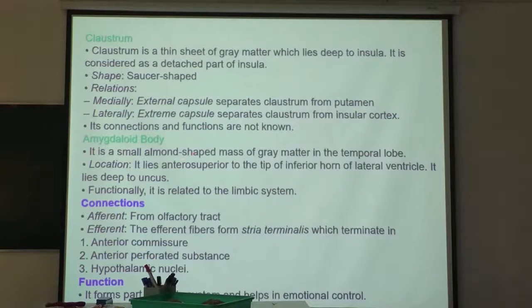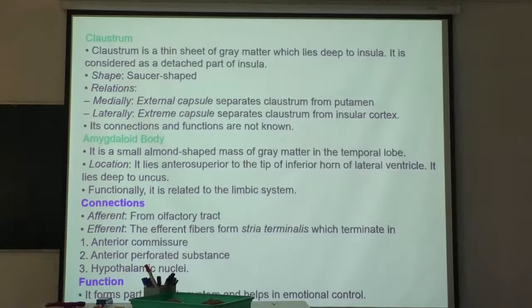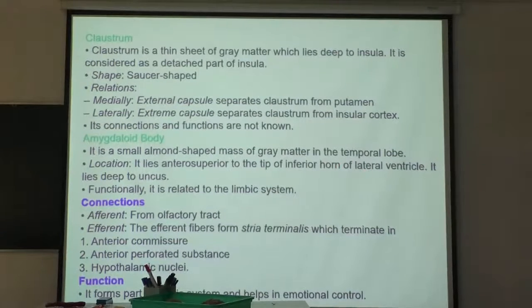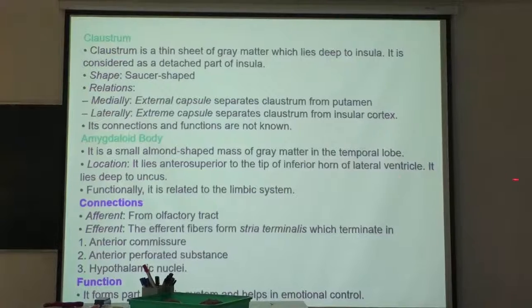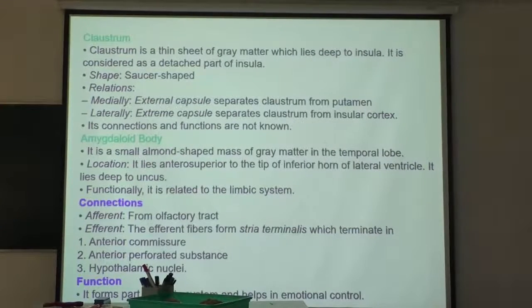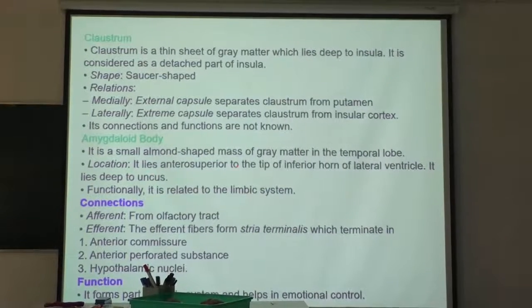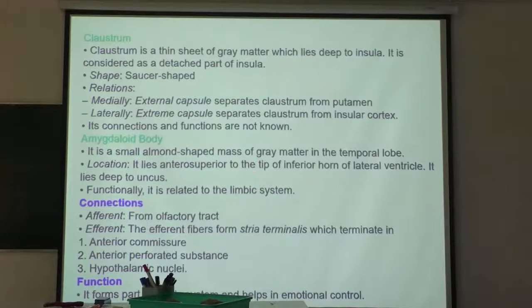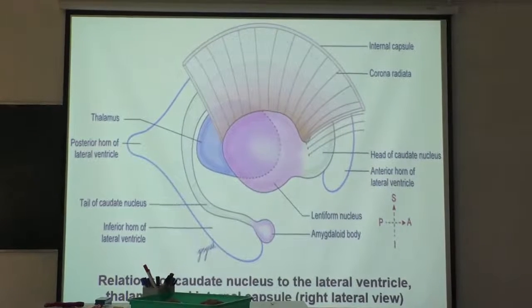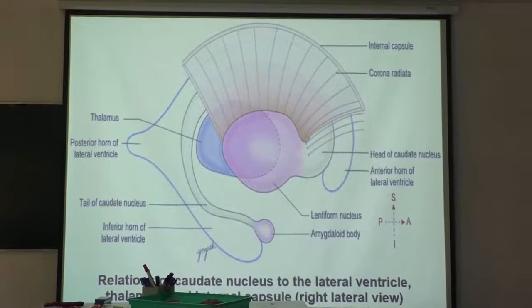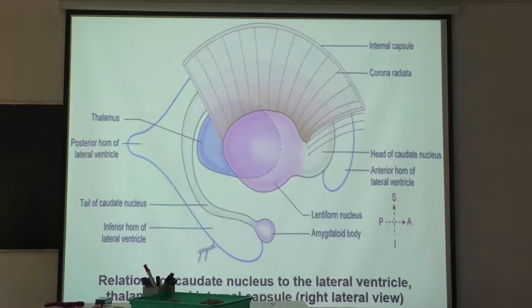Next we go to amygdaloid body. It is a small almond-shaped mass of grey matter in the temporal lobe. Okay. Location: it lies antero-superior to the tip of inferior horn of lateral ventricle, and it lies deep to the uncus. So this is the location. Antero-inferior to the tip of inferior horn. You have seen in previous picture. Here is the location of amygdaloid body.